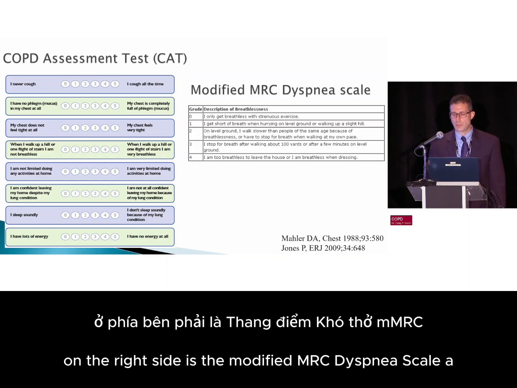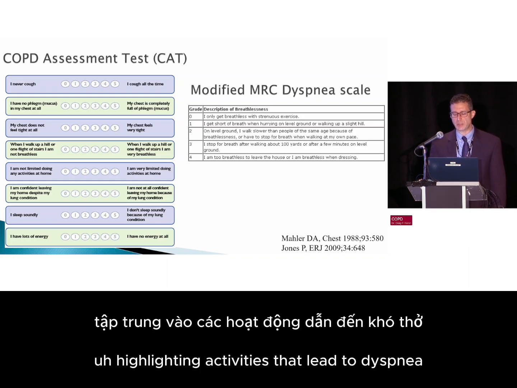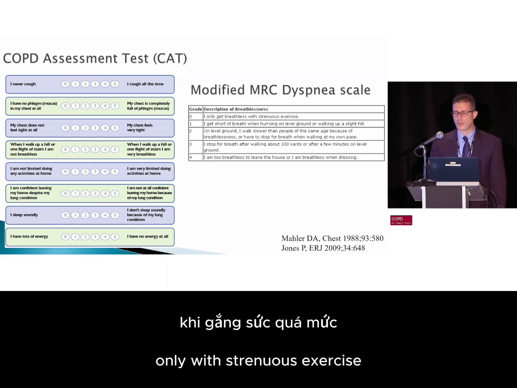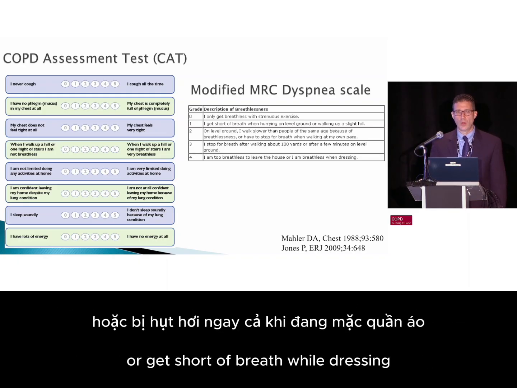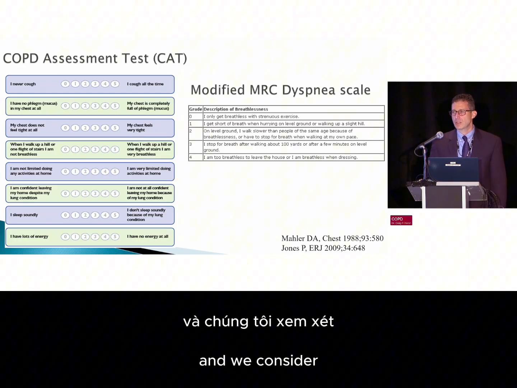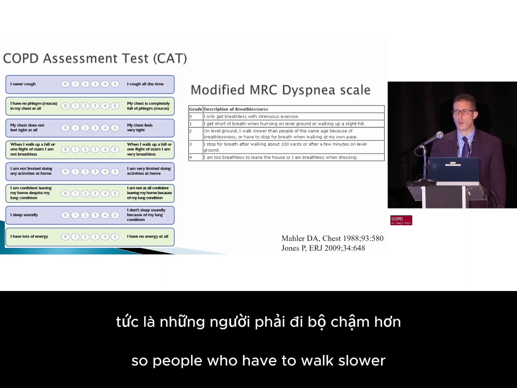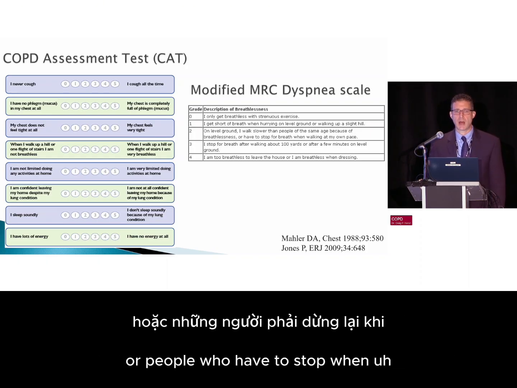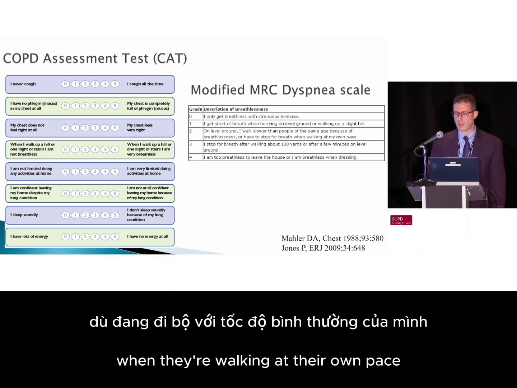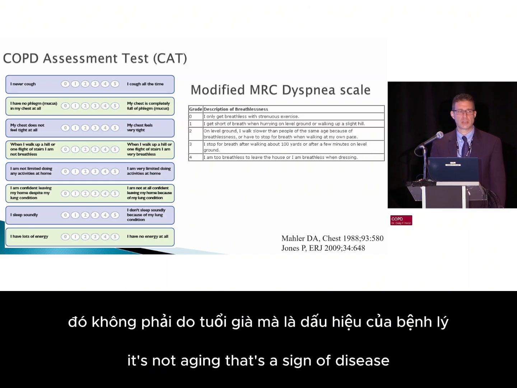And then even simpler on the right side is the modified MRC dyspnea scale, a series of 5 questions highlighting activities that lead to dyspnea, with 0 being normal or breathless only with strenuous exercise. And the most severe at 4 is people who are too breathless to leave the house or get short of breath while dressing. And we consider an mMRC score of 2 to be symptomatic dyspnea. So people who have to walk slower than people their own age, so husband walking slower than their wife or vice versa, or people who have to stop for shortness of breath when they're walking at their own pace. So having to stop is not normal, it's not aging, that's a sign of disease.